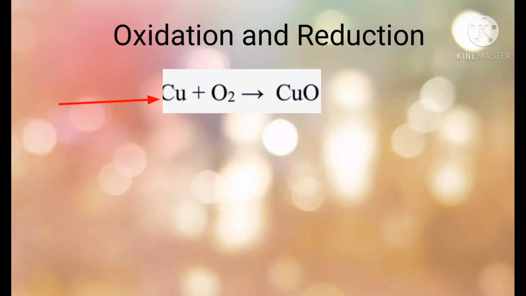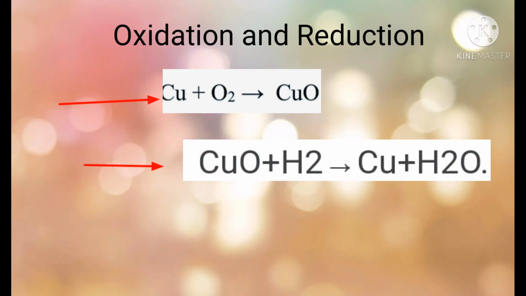You have to see the right side. On the right side of the equation, along with the copper, oxygen is added. So this type of reaction is called oxidation reaction because in this reaction, oxygen is added to the substance, that is copper metal. The next example is copper oxide and hydrogen.